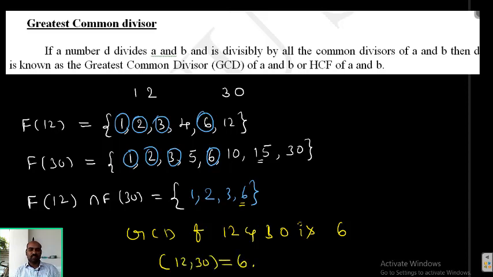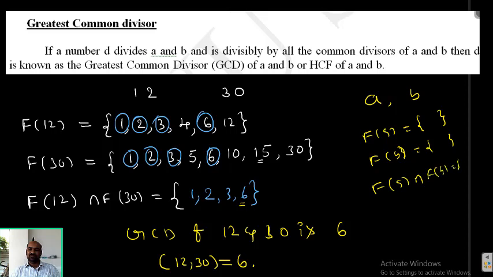Next, we want to find the GCD of A and B. By using the list method, I found the factors of A first, then the factors of B, and then I found their intersection. After that, I identified the greatest one, which is taken as the GCD of the two numbers.